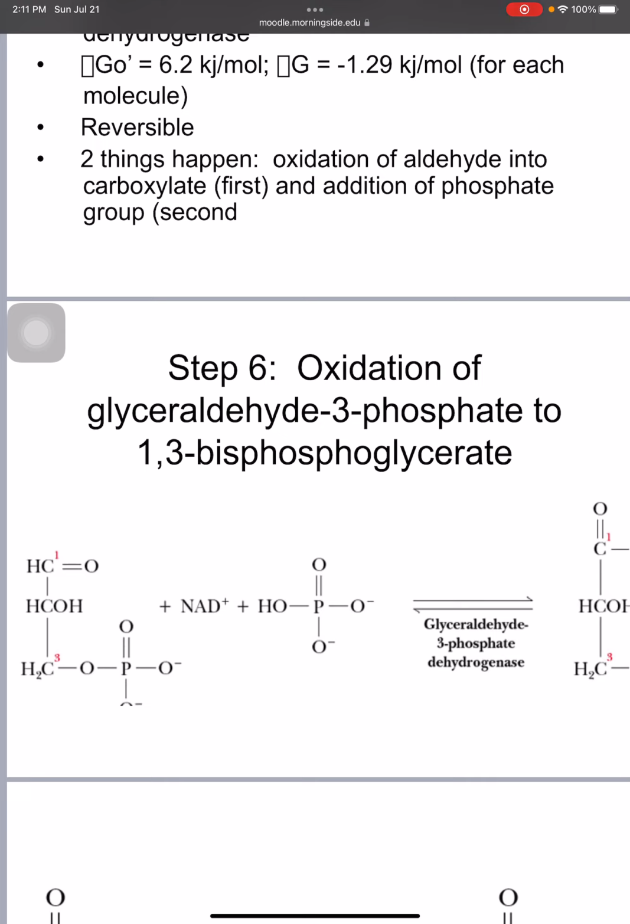Adding a phosphate, an inorganic phosphate, to a structure such as this, it's a very unfavorable process, right? It is an endergonic process. So we have to link it to something that is favorable.